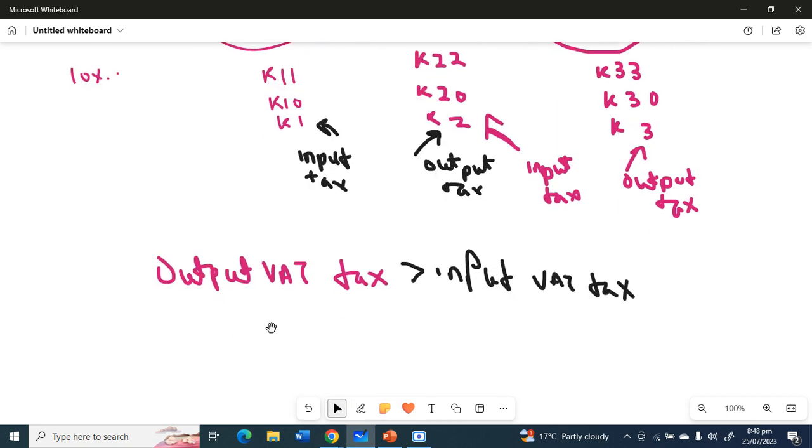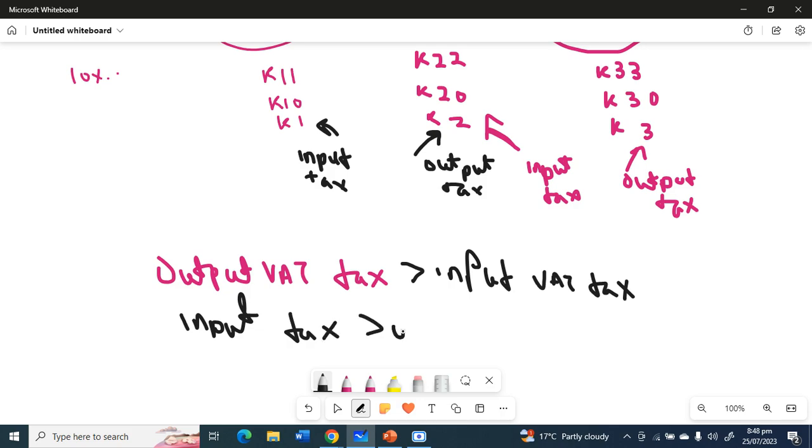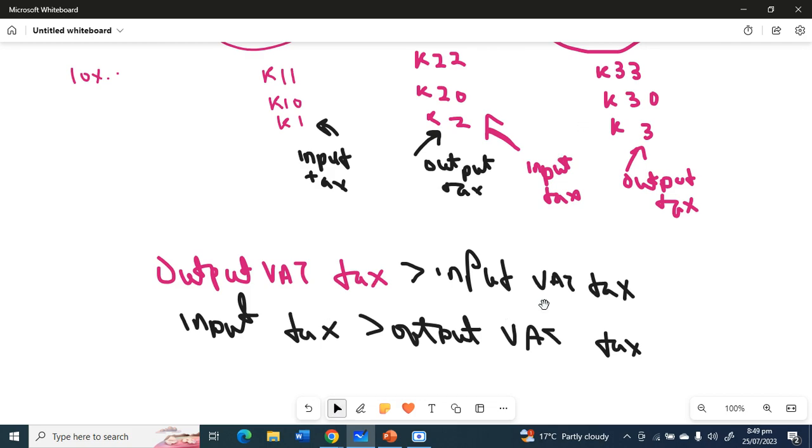Then, if the input tax is greater than the output tax, you get refunded by ZRA. You get the difference, whatever that difference is, refunded by ZRA. In this case, the baker's output tax was greater than the input tax. So 3 minus 2, that 1 kwacha he gives to the Zambia Revenue Authority. Any questions, colleagues?